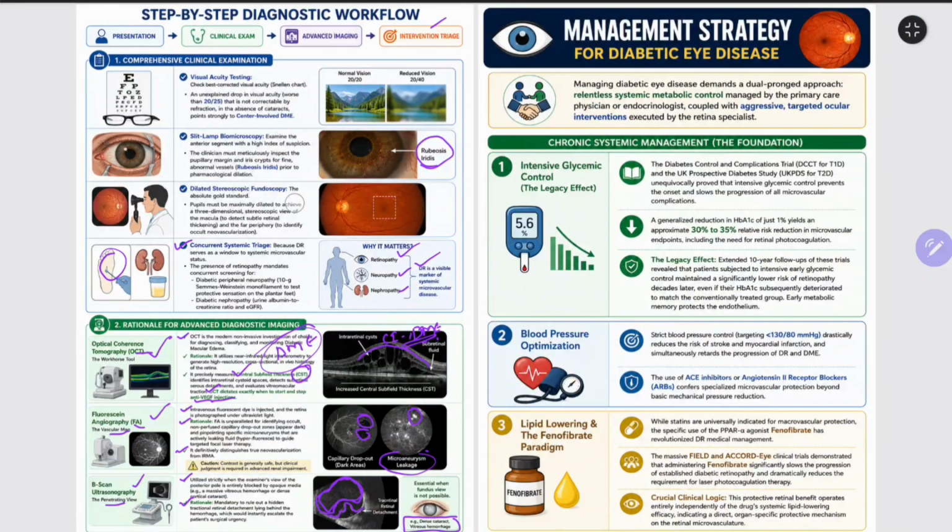Okay, so that's about the step-by-step diagnostic. Comprehensive clinical examination, then you will go to advanced imaging. Advanced imaging in three things.